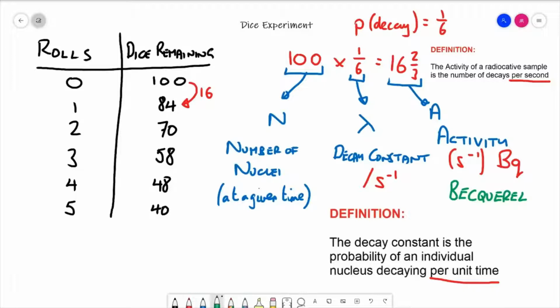What we can see then, and the first equation that we've now derived for this lesson, is that the activity of a sample, the number of radioactive decays per second, is equal to lambda, the decay constant, the probability of any individual nucleus decaying per second, multiplied by N, the number of nuclei that we've got at a given time. So I'm going to put that one in a red box as the first key equation that we've derived in this lesson.